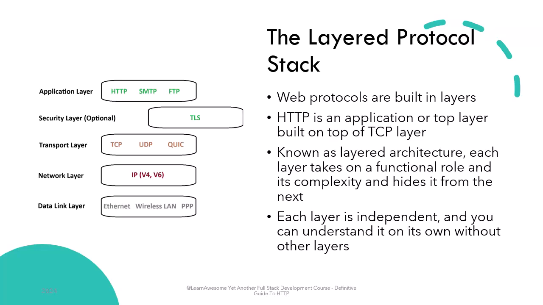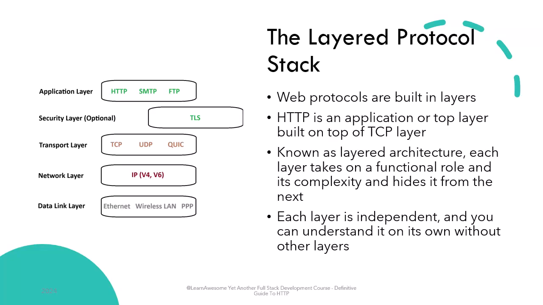HTTP, or most of its currently dominant variants, are built on top of the TCP/IP layer. In the layered architecture, each layer has a specific function which it performs and hides its complexity from the next layer. This way, you can write more complex applications without worrying too much about the underlying complexity of operations. It's like you don't need to understand the inner workings of an automobile engine to drive a car.